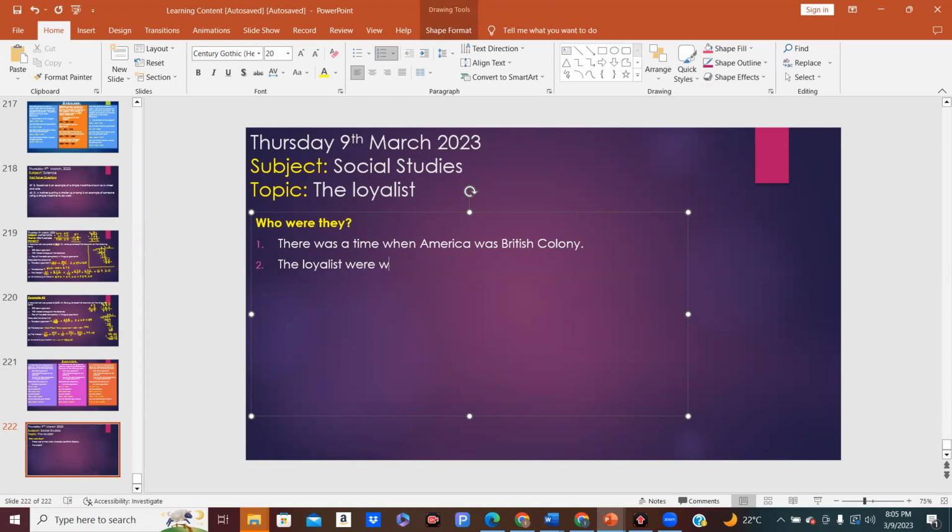So the loyalists were a group of American and British people living in America who wanted to remain loyal to Britain.